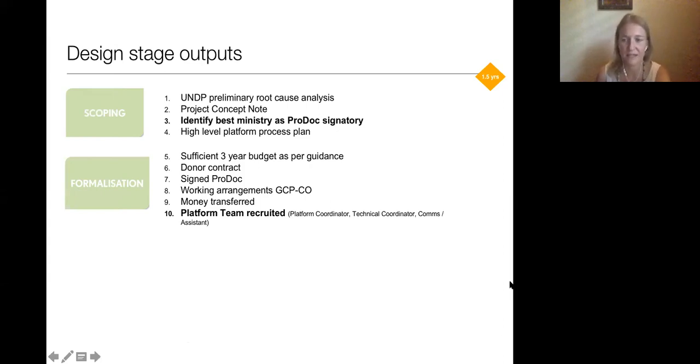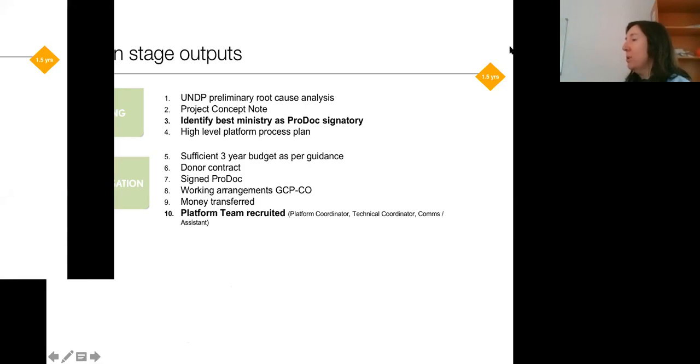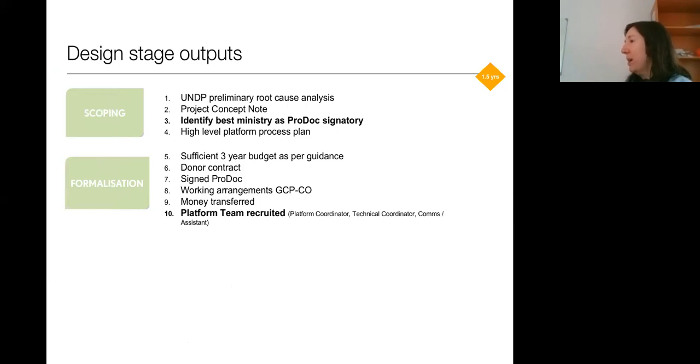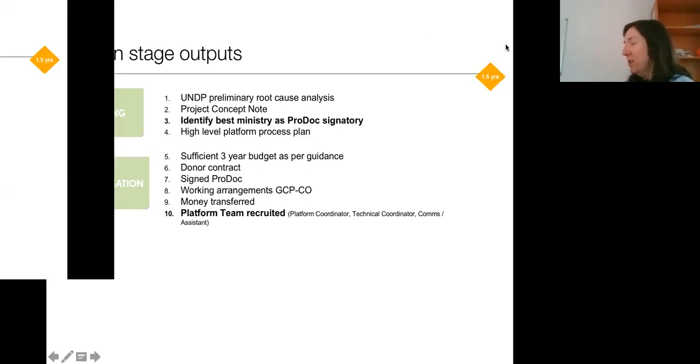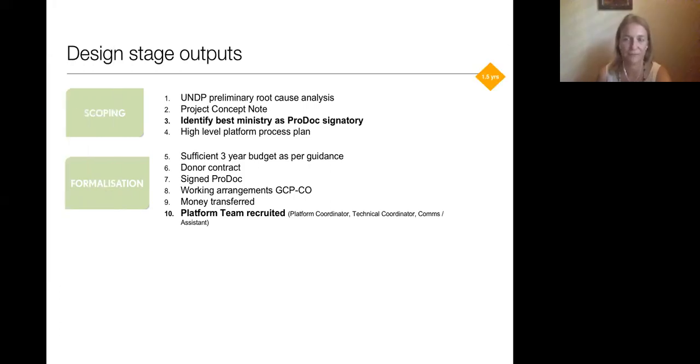Next one is a signed project document. Let me ask Pascalie, why is that important? So it's important because then it commits both UNDP and of course also the government counterpart with whom you sign to delivering the project as planned in the product. Yeah, it's a real moment of actual commitments being made, right? And budgets being allocated and, okay, we need to hire staff, all that kind of stuff. Yeah, great. It's like the internal contract.